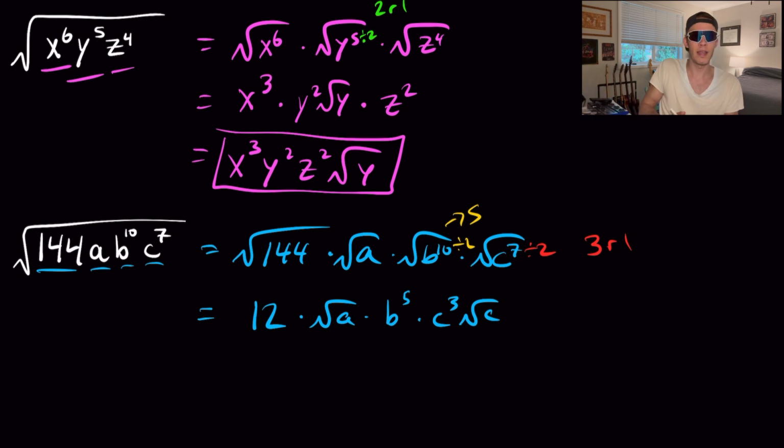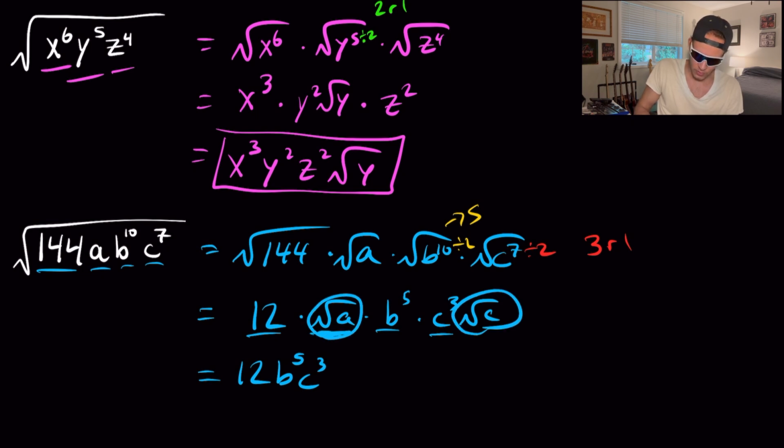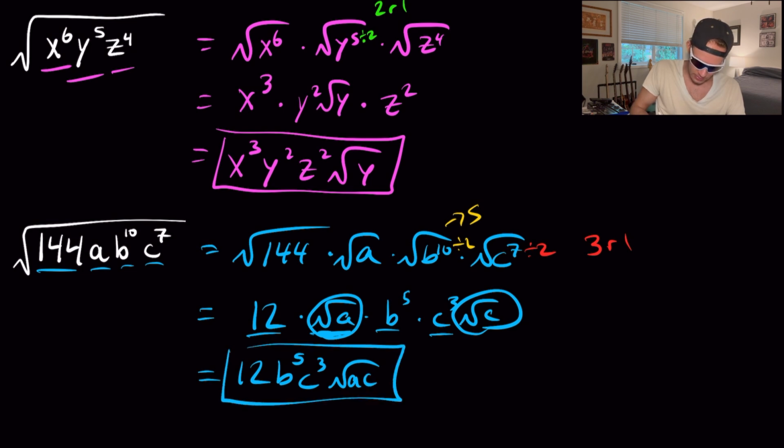All right, just combine everything. We'll do the ones outside of the square roots or that don't have square roots first. So we'll have 12b to the 5th, c to the 3rd, and then everything else that has a square root, I'm just going to lump it all together under 1 since we're multiplying. So it'll be square root of a times c, like that.